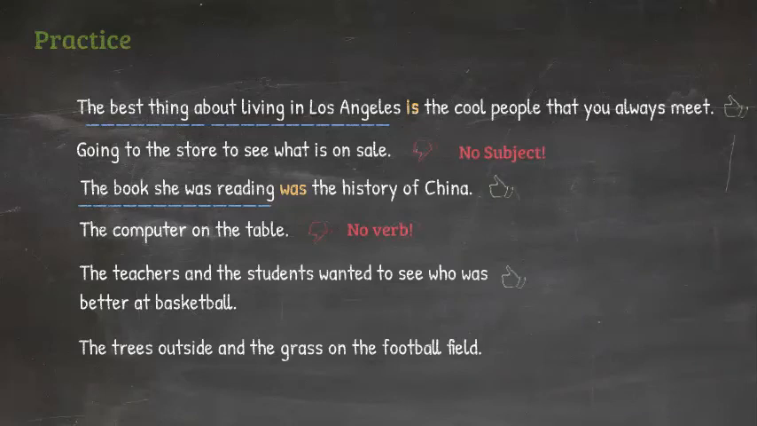Number 5, the teachers and the students wanted to see who was better at basketball. This is a complete sentence. The teachers and the students is the subject. Wanted is the verb. And number 6, the trees in the park and the grass on the football field.